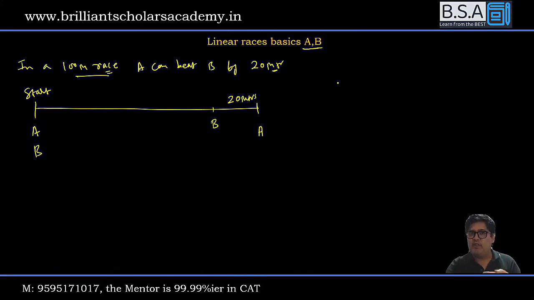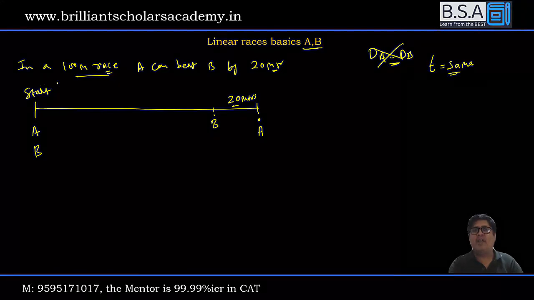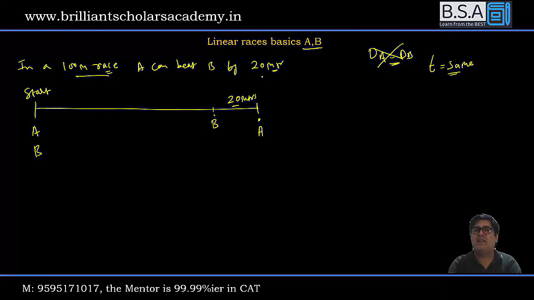A lot of people solve races by assuming the distance traveled will be the same. No. Races are solved by equating time. Time must be the same. They started together and keep on running. The moment A reaches here, I ask B to stop. Because B is a slow runner, there is a gap between A and B. That is called the defeating distance. So A beats B by 20 meters in a 100-meter race.